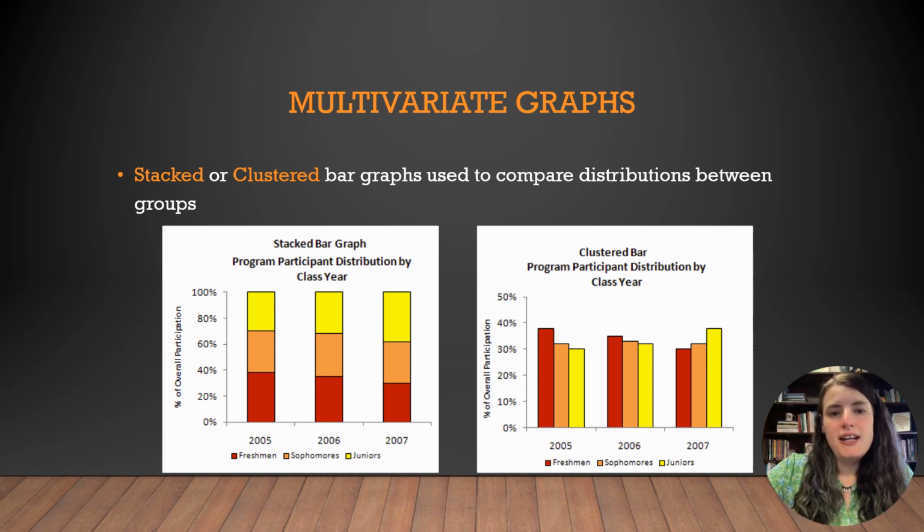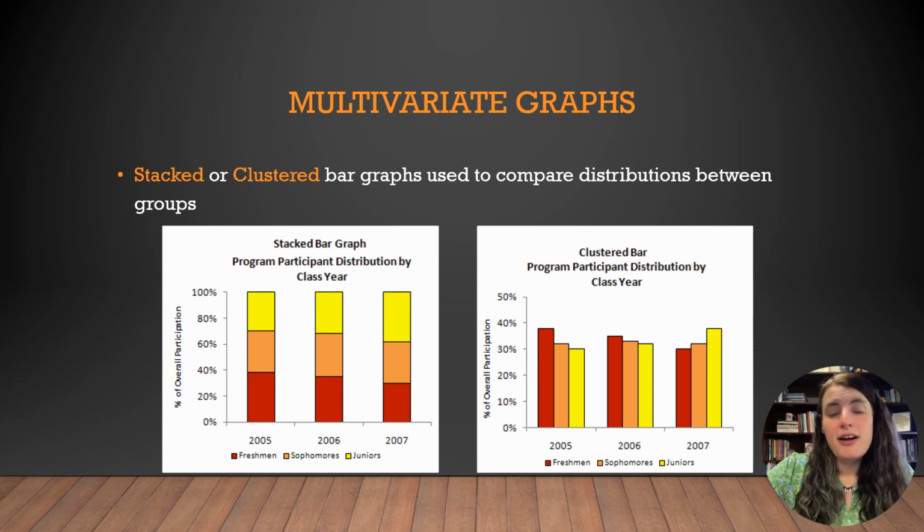For instance, trying to figure out the specific value of that orange bar is really hard because it starts somewhere in the middle of the chart and it ends somewhere else in the middle. But you can easily see that the percentage of red values, which indicates freshmen in this chart, is decreasing each year, and the percentage of yellow values, which indicates juniors, is increasing. So the overall trend is really easy to see.